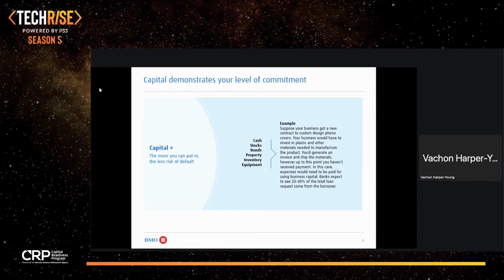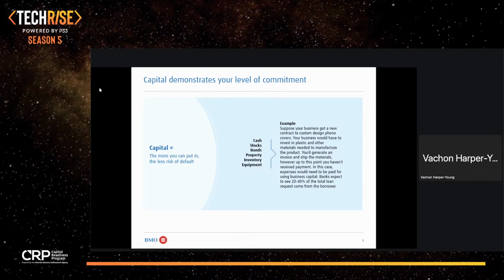So, for instance, your business got a new contract to custom design phone covers. It could be anything, but let's say phone covers. Your business would have to invest upfront in plastic and other materials needed to manufacture the product. At this point, you've generated an invoice and shipped the materials. However, up to this point, you haven't received payment. In this case, expenses would need to be paid for using business capital.